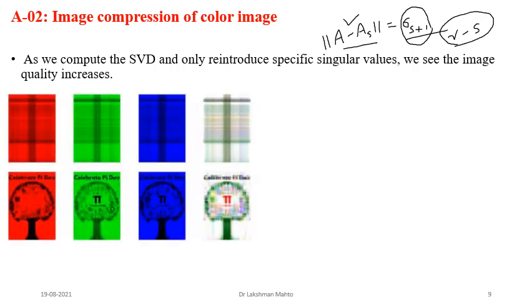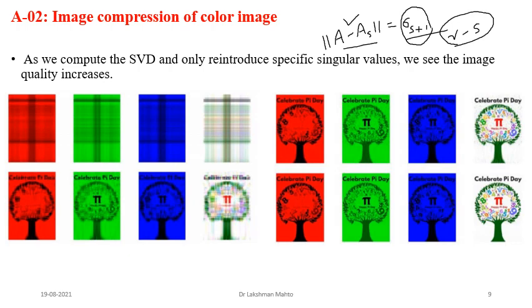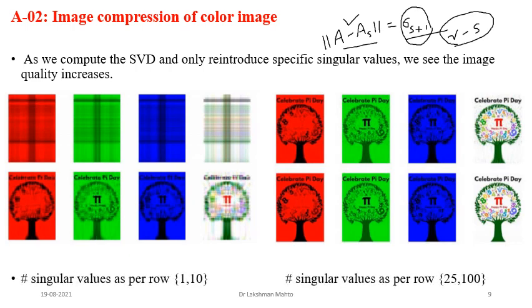Here we can observe that in the first row very few singular values are used. When we increase the singular values, we see a better quality picture. In the first case we have taken only one singular value, that means only sigma 1, and the corresponding rank one matrix is u1 times v1 transpose.